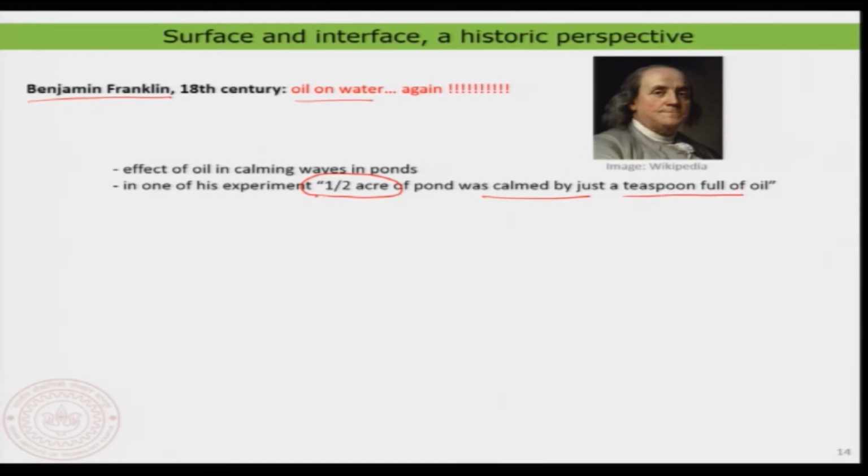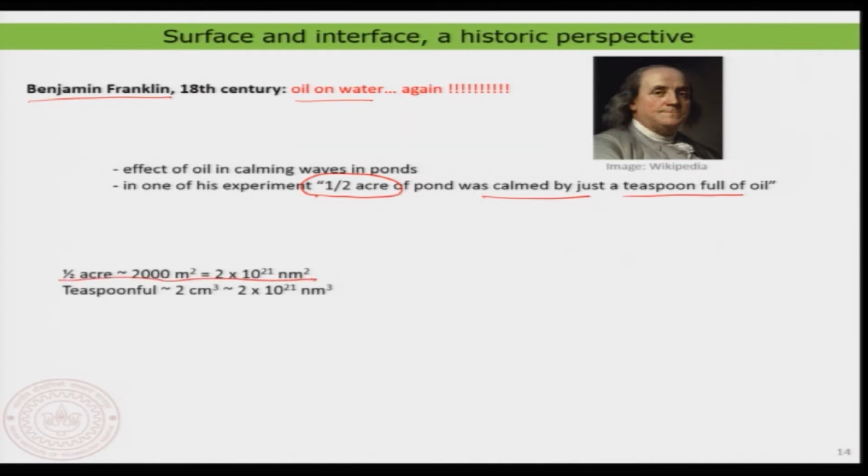So the interesting question he asked at that time was, how can we do this? It is a large pond, but with just a small amount of oil you could calm down the waves in this pond. Well, there is an interesting answer to it. If you look into the math, or into simple geometrical equations, you can convert the half acre into a nanometer square area.